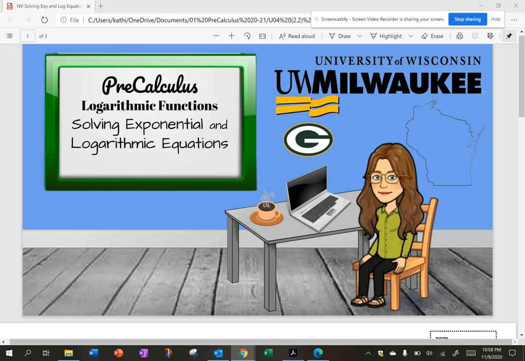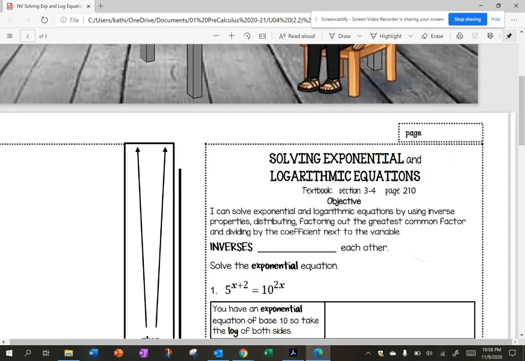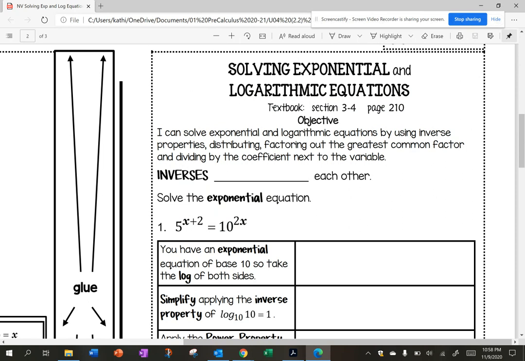Today's lesson is solving exponential and logarithmic equations. My learning goal is I can solve exponential and logarithmic equations by using inverse properties, distributing, factoring out the greatest common factor, and dividing by the coefficient next to the variable.